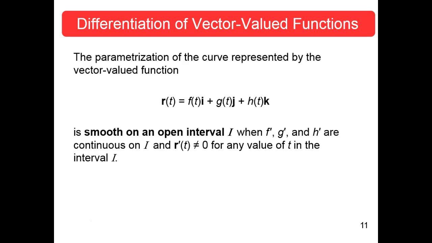The parameterization of the curve represented by the vector-valued function r of t equals f of t i plus g of t j plus h of t k is smooth on an open interval I when f prime, g prime, and h prime are all continuous on I, and r prime of t is not 0 for any value of t on the interval I. Okay. Now, why would r prime not be 0? Could that not be 0?